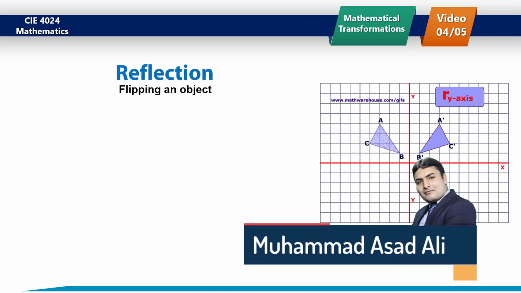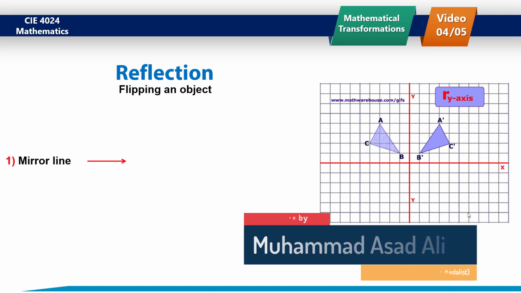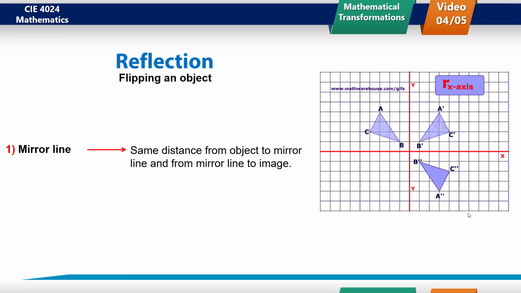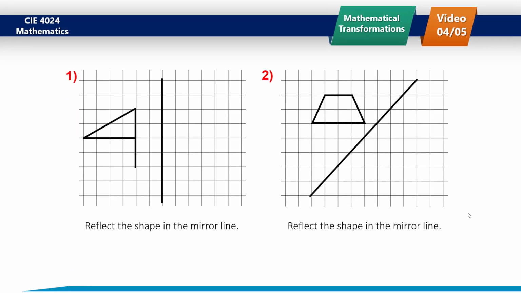The basic type of transformation that will be discussed is reflection. So reflection is basically flipping an object. The basic concept that we must know about reflection is the mirror line. There must be the same distance from the object to the mirror line and from the mirror line to the image. So the mirror line is basically the line from which the image is inverted.